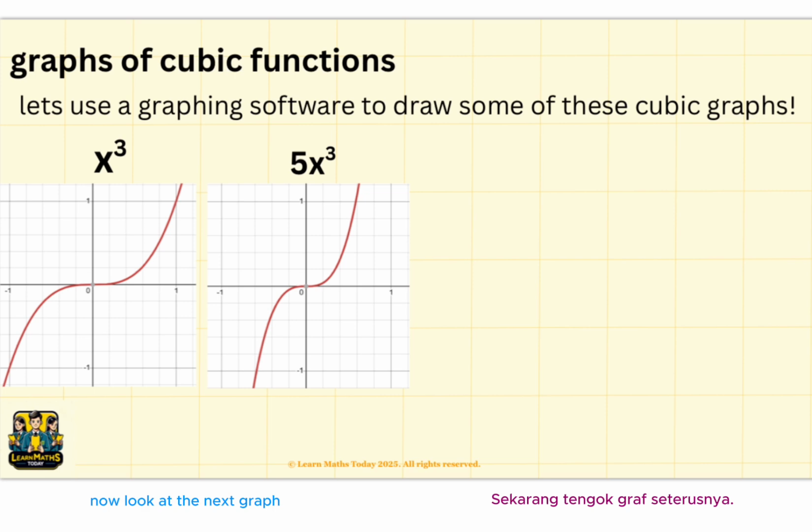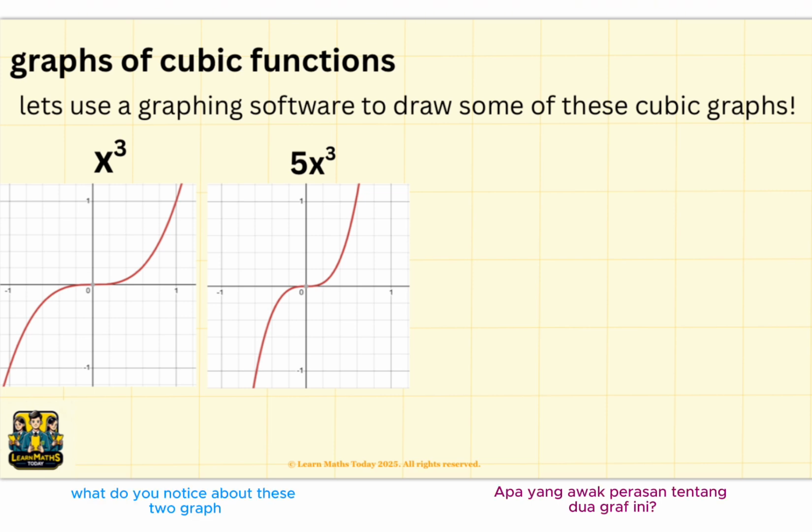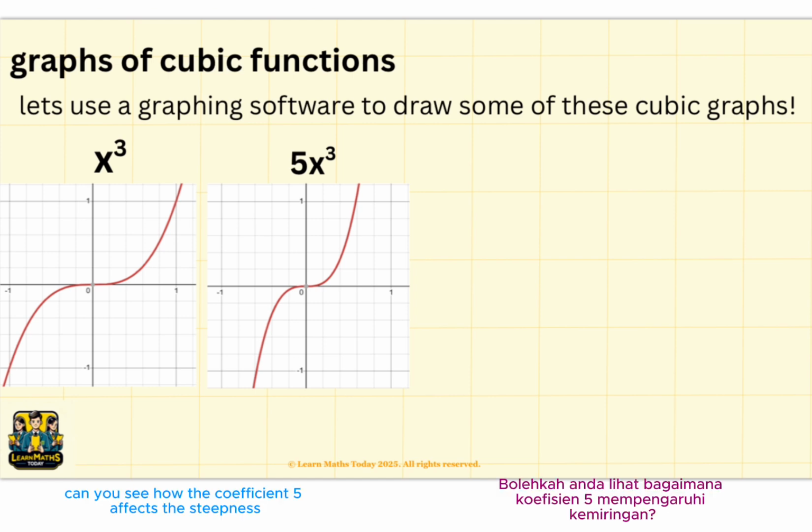Now look at the next graph, 5x cubed. What do you notice about these two graphs? Both curves rise from the bottom left to the top right, and both pass through the origin, and one is a lot steeper than the other. Can you see how the coefficient 5 affects the steepness?